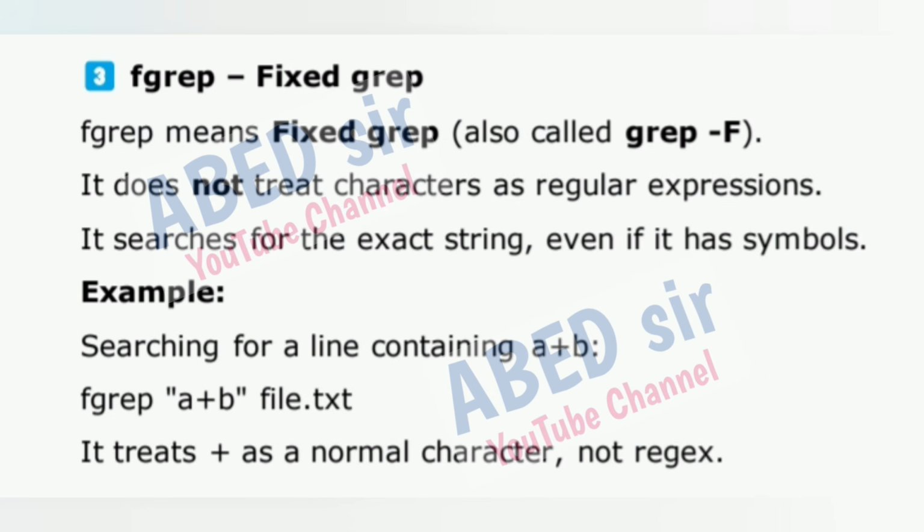3. fgrep, fixed grep. fgrep means fixed grep, also called grep -F. It does not treat characters as regular expressions. It searches for the exact string, even if it has symbols. Example: searching for a line containing a+b. fgrep 'a+b' file.txt. It treats plus as a normal character, not regex.